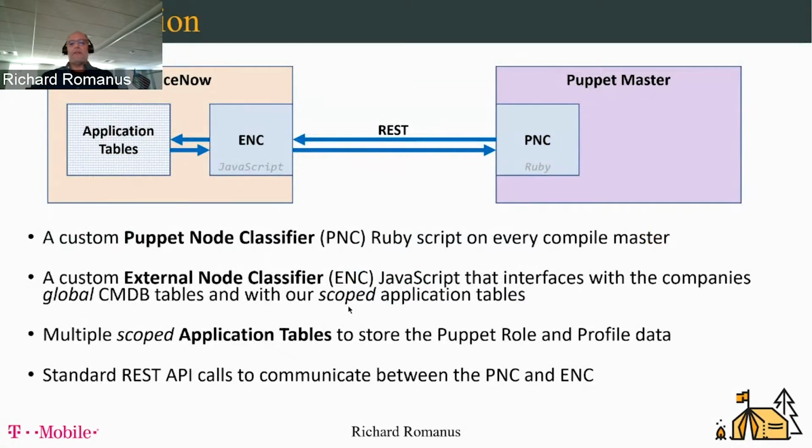The ENC I created is made up of three primary parts. There's the Puppet node classifier, or PNC, which is a Ruby script running on every compile master. There's the external node classifier, or ENC, which is a JavaScript running on ServiceNow. And then there's the application tables in ServiceNow that store the values of the data. I also use standard REST calls to communicate back and forth between the ENC and PNC.